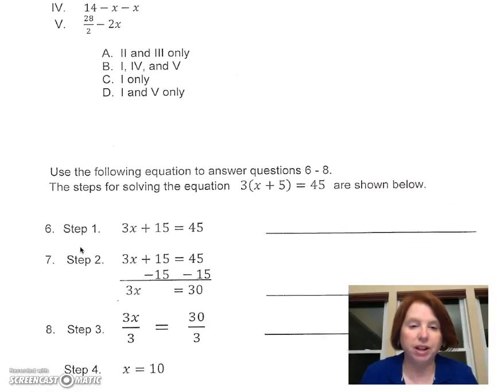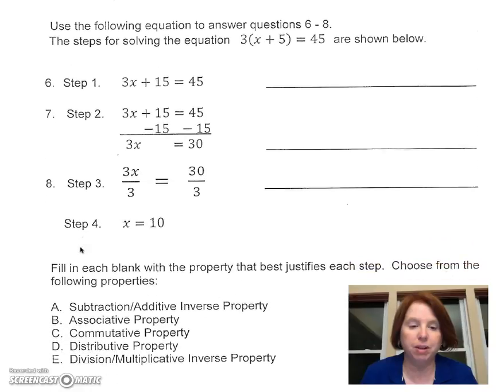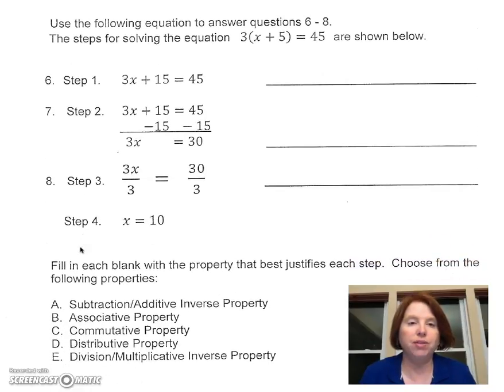Okay, moving on to the next couple questions. You're going to need the rest of this page here. We have used the following equation to answer questions 6 through 8. The steps for solving the equation 3(x + 5) equals 45 are shown below. So number 6 wants to know, for step 1, we have 3x plus 15 equals 45. So we are coming down to the bottom here, and it says fill in each blank with the property that best justifies each step. Choose from the following properties.